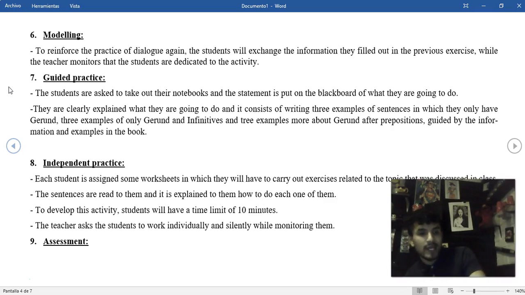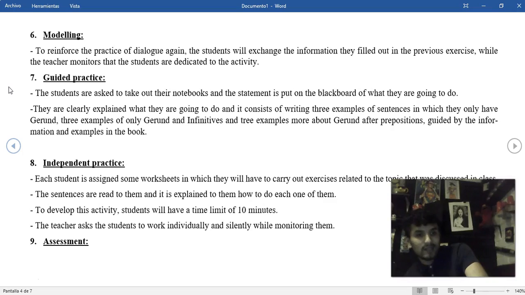Independent practice. Each student is assigned some worksheets in which they will have to carry out exercises related to the topic that was discussed in class. I'm going to share with my students worksheets that contain only exercises related to the topic of the class and not to treat all the topics.